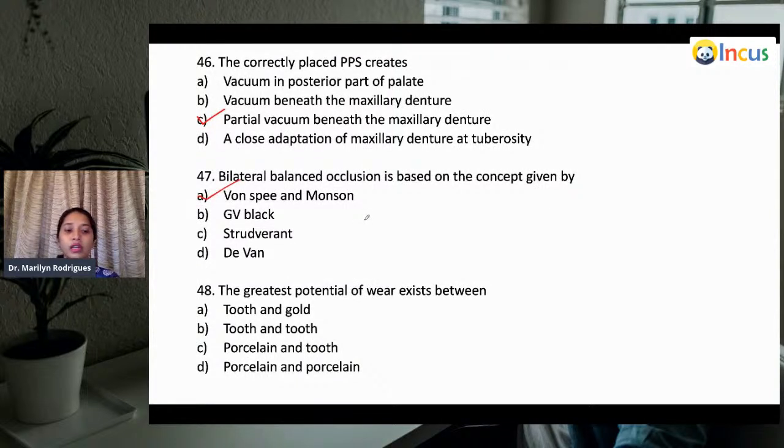Question number 48, the greatest potential wear exists between tooth and gold, tooth and tooth, porcelain and tooth, and porcelain with porcelain. So the answer to question number 48 is C. Definitely porcelain with tooth has maximum wear.